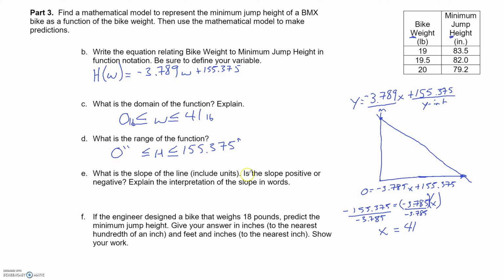The slope of the line, is it positive or negative? The slope of the line we said is negative 3.789, and that is inches or pounds per inch, right? No, inches per pound. Negative 3.79 inches per pound, and it is negative.